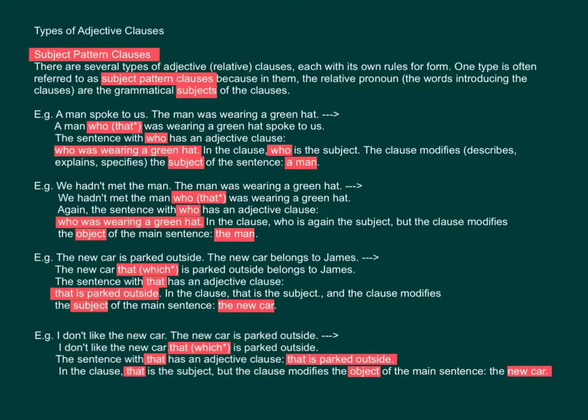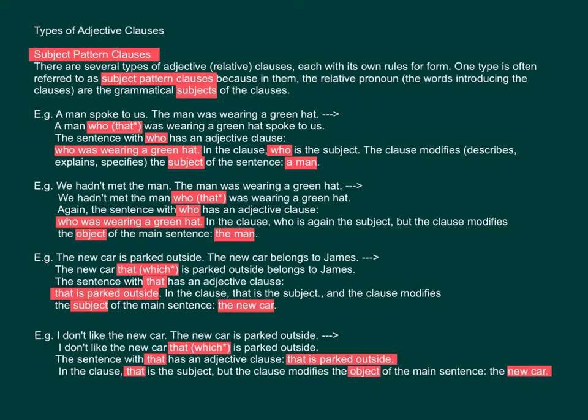Another example, we hadn't met the man. The man was wearing a green hat implies we hadn't met the man who or that was wearing a green hat. Again, the sentence with who has an adjective clause, who was wearing a green hat. In the clause, who is again the subject, but the clause modifies the object of the main sentence, the man.